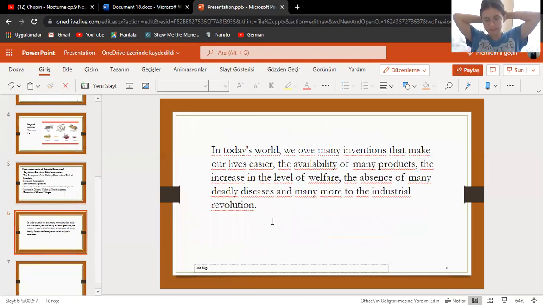But how did the Industrial Revolution affect our lives? And that is the answer to that question. In today's world, we owe many inventions to it that make our lives easier, better, or we can say quicker. The availability of many products, the increase in the level of welfare, the extension of human life, the absence of many deadly diseases, and many more we owe to the Industrial Revolution. And that was all for that question.